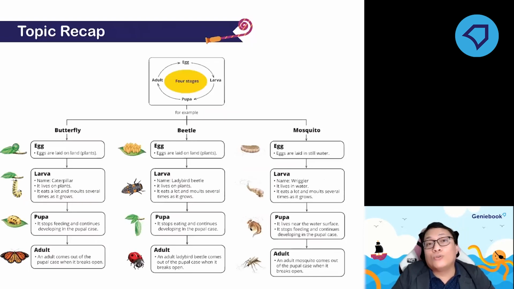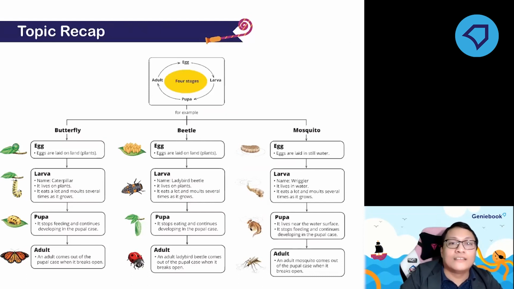So let us now go to the animals which have 4 stages of life cycle. Now, you only need 3 organisms for the ones with 4 stages of life cycle. So first one is butterfly, second one is beetle or mealworm beetle, then the third one is mosquito. So I think some of you later will look after mealworm beetle. Your teacher will give you some mealworm beetle for you to look after. Okay, so let us go back again.